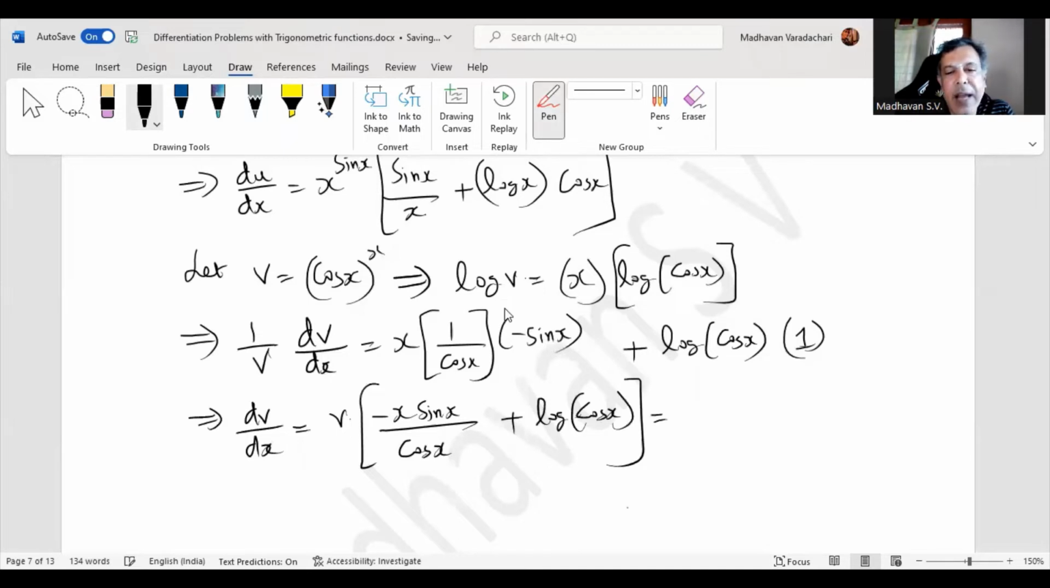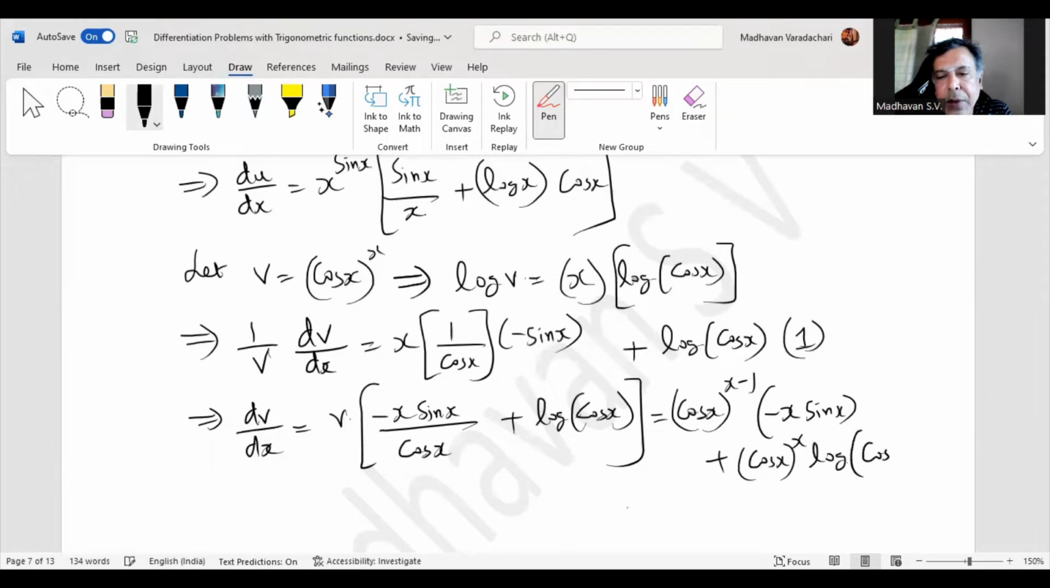Now substituting the value of v, which is cos x to the power of x, and then multiplying individually these two terms. See, in the first term, cos x is there in the denominator, so I can put power minus 1, and then minus of x sin x will be there. Then again, cos x to the power of x outside into log of cos x. So plus cos x to the power of x times logarithm of cos of x.